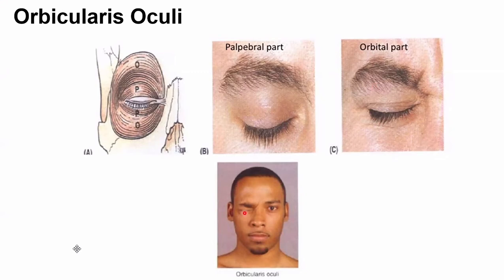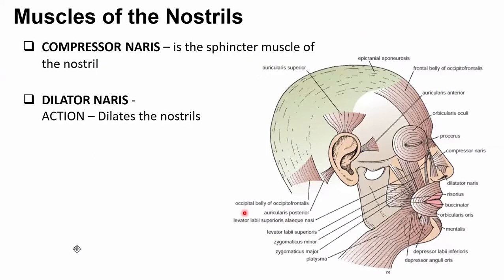We have the muscles of the nostrils, compressor naris, and dilator naris. As it's understood, it is the sphincter muscle of the nostril for the compressor naris, and the dilator naris dilates the nostrils.